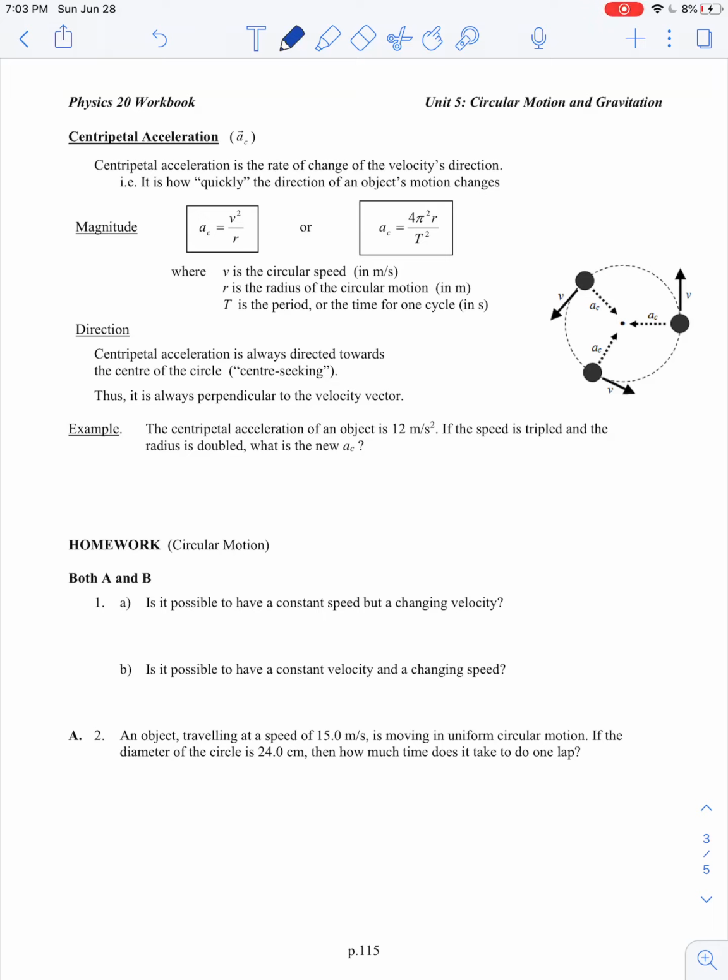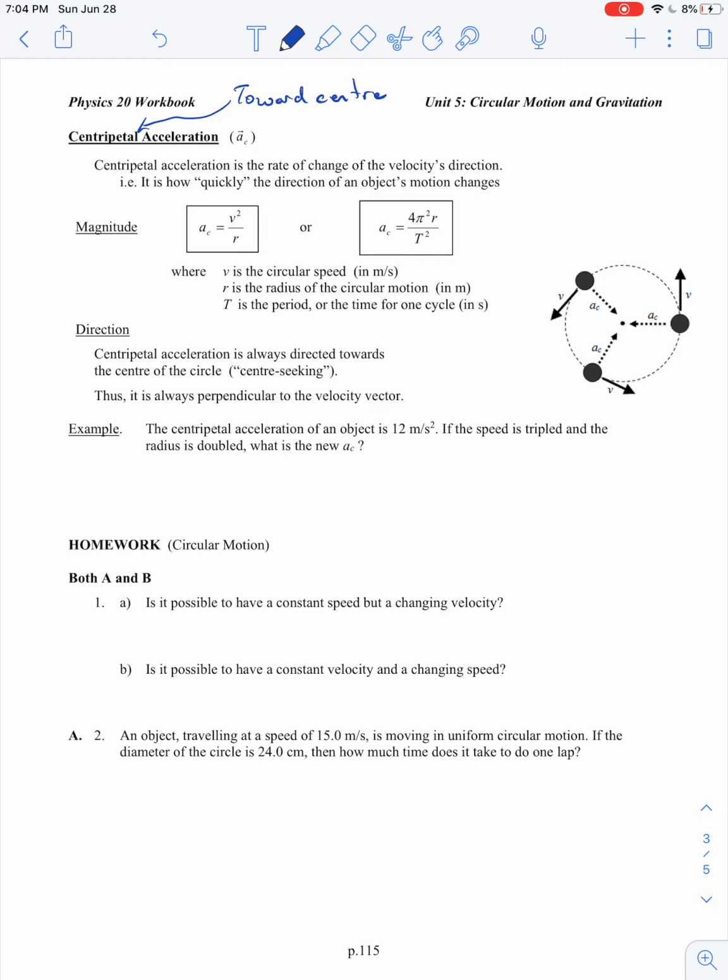Okay, today we're going to talk about the acceleration of an object traveling in a circle, which is known as centripetal acceleration. Again, that word centripetal just means toward the center. And so we have an acceleration that is directed toward the center. We know an object is accelerating when it travels in a circle because its velocity is continuously changing direction. So the centripetal acceleration is the rate of change of the velocity's direction. It's basically how quickly the direction of the object's motion changes.